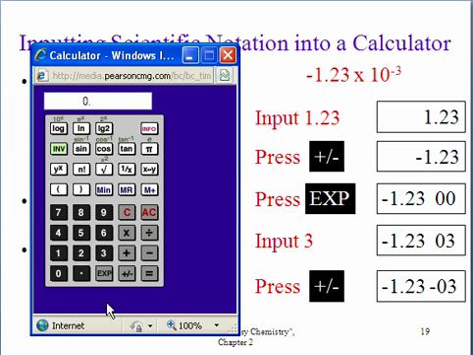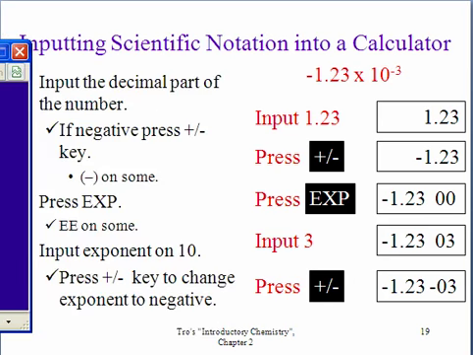And what you're going to look for on your calculator is either the EXP key or the EE key. If you have a Texas Instrument calculator, then it's going to have EE on it. The EE, or the exponent, stands for times 10. So let's look at inputting this number in scientific notation.